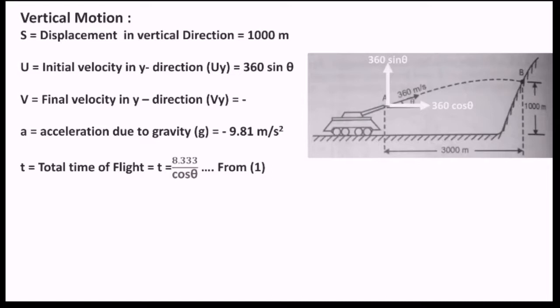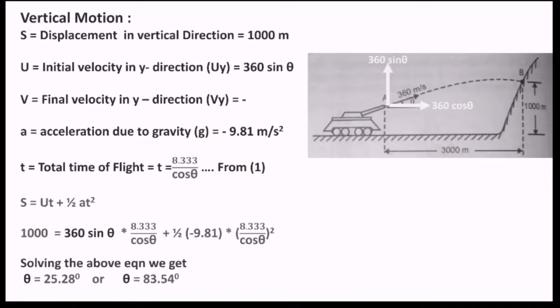So after finding out these parameters, we have three equations. I will be using the first one, S is equal to ut plus half at square. Substituting all the values from above, I will get 1000 is equal to 360 sin theta multiplied by 8.333 divided by cos theta, plus half into minus 9.81 multiplied by 8.333 divided by cos theta, the whole square. Now you can see the only unknown in this entire equation is theta. So solving the above equation, I will get the value of theta as 25.28 degrees or 83.54 degrees. This completes the solution.